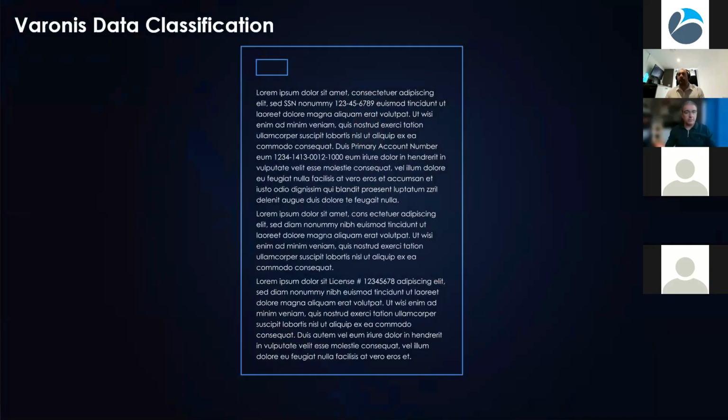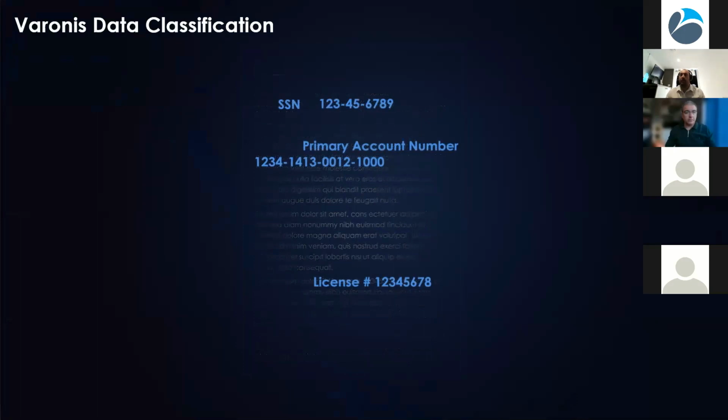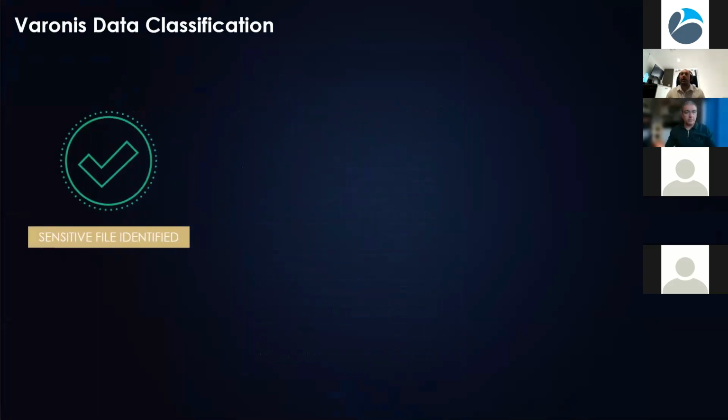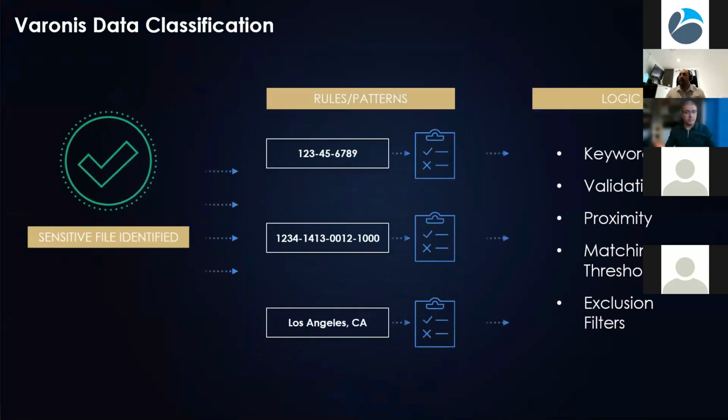Now, I've mentioned classification a handful of times, and this is a very crude way of demonstrating it, but I think it works quite nicely. Essentially, what we do is we open up every single file, and we see where sensitive data meets the rules that we've set. We then mark those files as sensitive, along with the rules and the patterns that they've matched.